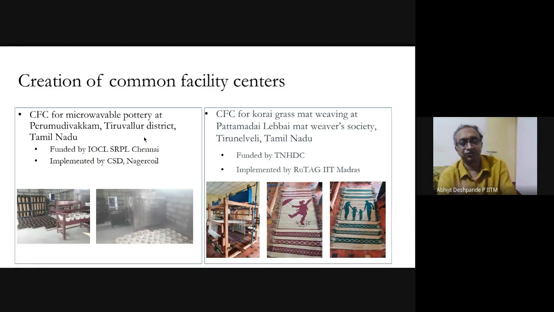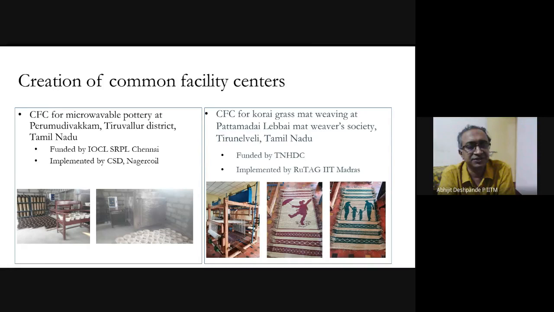So as I mentioned, in the rural context, this model of a common facility center works quite well, given that the capacity for capital investment may not always be as high. For example, we have one in microwavable pottery. I didn't describe this product and technology as such, but this is something for potters, giving them a value add in terms of microwavable pottery.